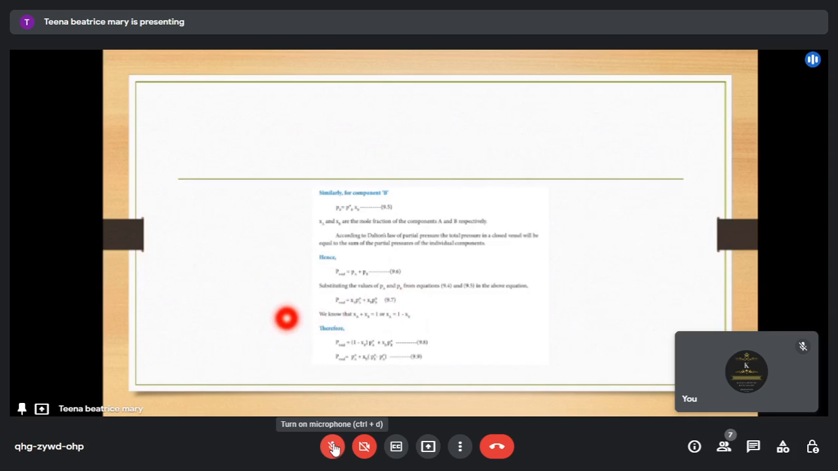Therefore, the final P total, when you substitute 1 minus XB in the place of XA, is 1 minus XB times P naught A plus XB P naught B. This is the value.